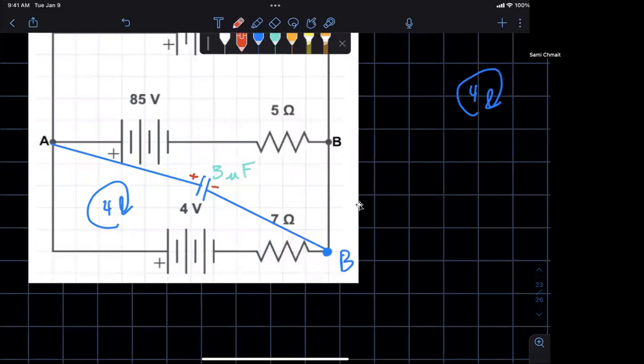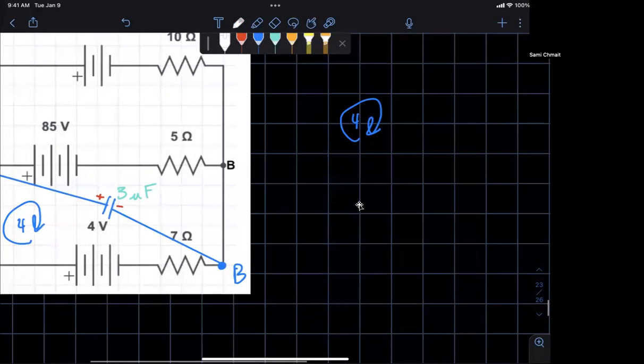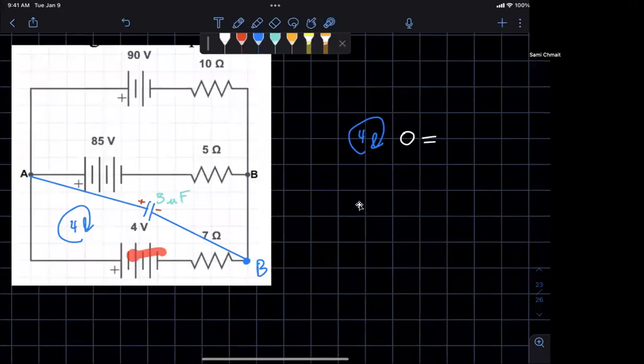So we have this loop 4. We've guessed what the plus and the minus terminals are. Now let's solve the way we have been doing. We start behind the biggest battery. In this case, within our loop, we only have this 4-volt battery. We're going minus to plus terminal, so plus 4. Then we go past A and we hit this capacitor. Our loop hits the positive terminal first. Therefore, we need to plug in a minus Q over C.